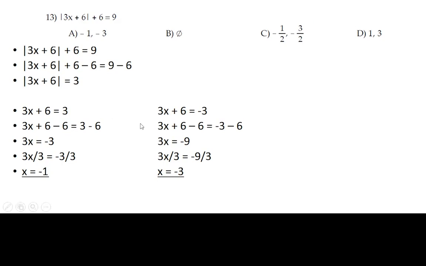We solve them both, subtract 6 from both sides everywhere, then divide both sides by 3. With 3x plus 6 equals 3, that gives us 3x equals -3, and then x equals -1. For 3x plus 6 equals -3, that gives us 3x equals -9, and therefore x equals -3. So -1, -3 are the answers.